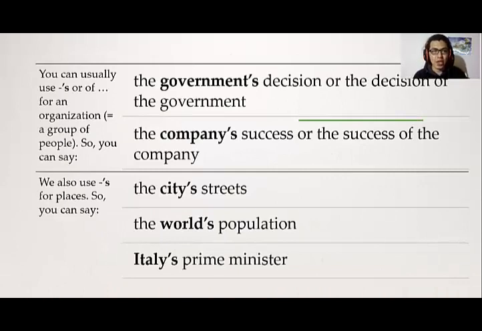We usually can use 's or of for an organization or group of people. Remember, only for organizations or groups of people. For example, the government's decision or the decision of the government, the same. The company's success or the success of the company. We also use apostrophe s for places. For example, the city's streets, the world's population, Italy's prime minister.